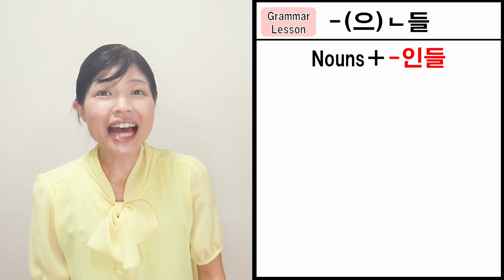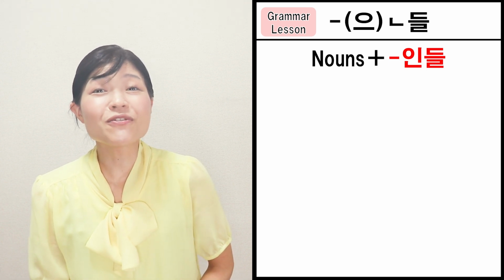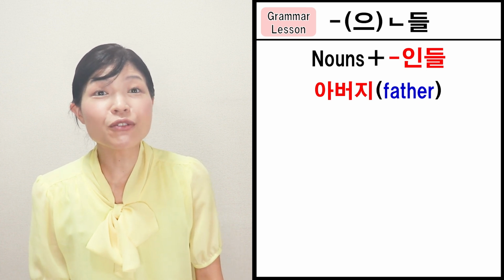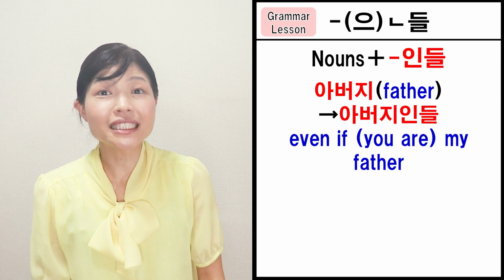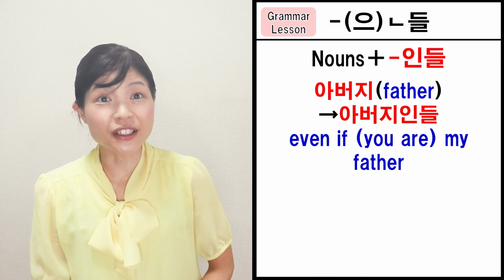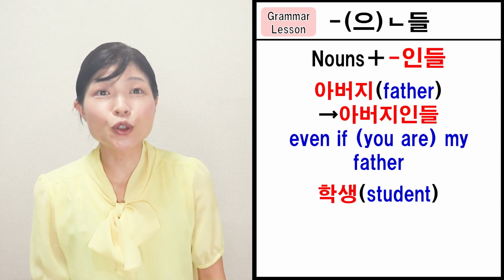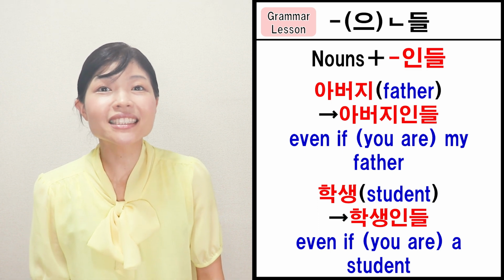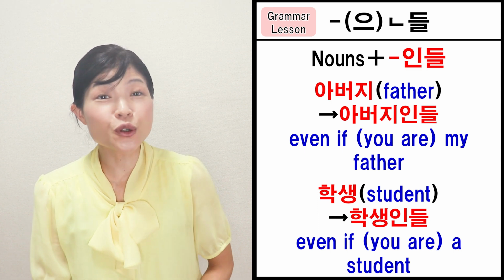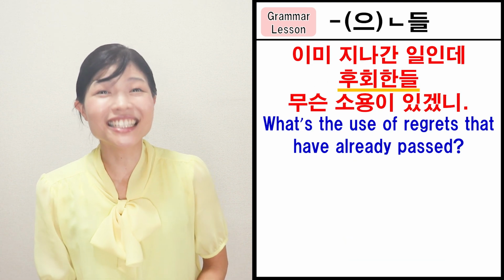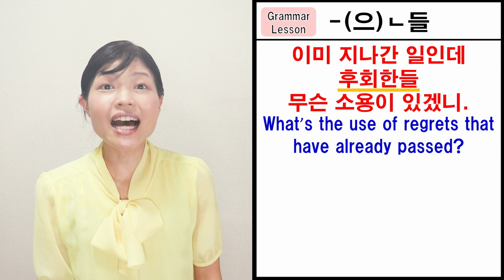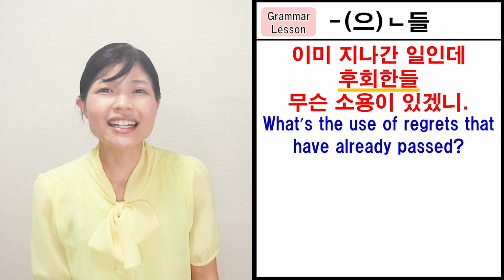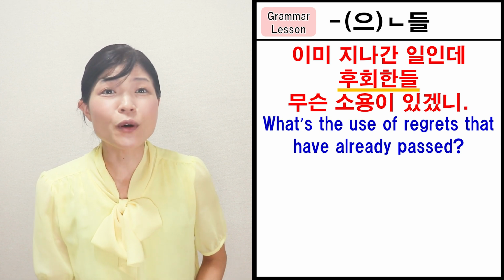For nouns, you attach 인들, regardless of a final consonant. For example, 아버지, father, which does not have a final consonant, will be 아버지인들, even if you are my father. In the same way, 학생, a student, has a final consonant, but you attach 인들 to make 학생인들, even if you are a student. Do you get it? Now, let's read an example sentence. 이미 지나간 일인데 후회한들 무슨 소용이 있겠니? What's the use of regrets that have already passed?